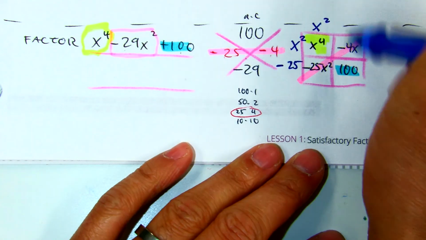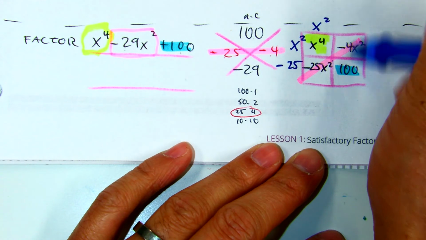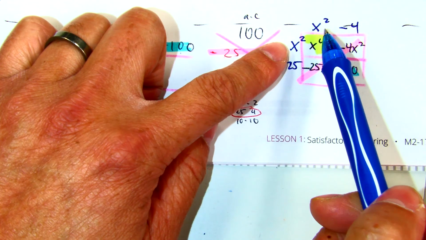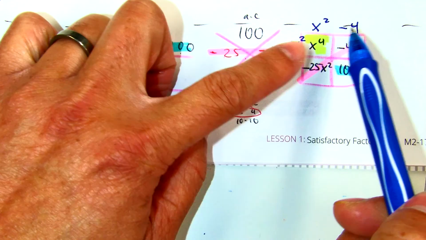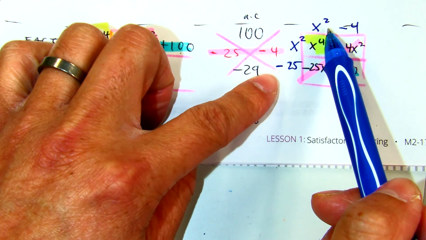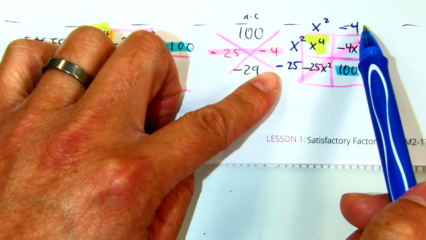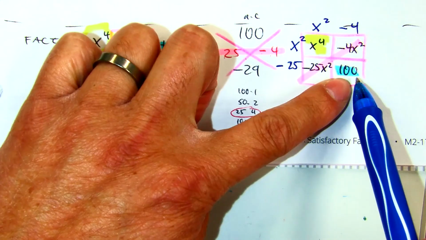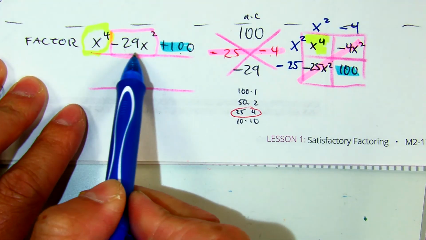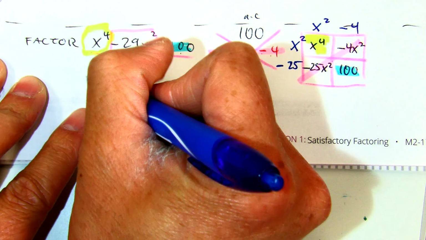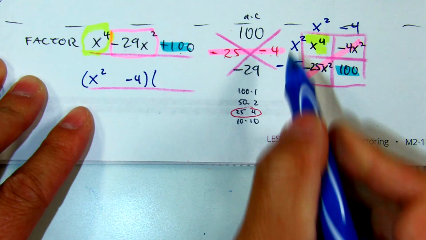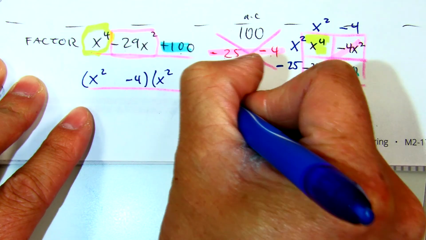And over here, negative 4. X times x. X squared times x squared is x to the 4th. Negative 4 times x squared is negative 4x. X squared times negative 25 is negative 25x squared. And negative 4 times negative 25 is positive 100. When I factor x to the 4th minus 29x squared plus 100, I get x squared minus 4 and x squared minus 25.